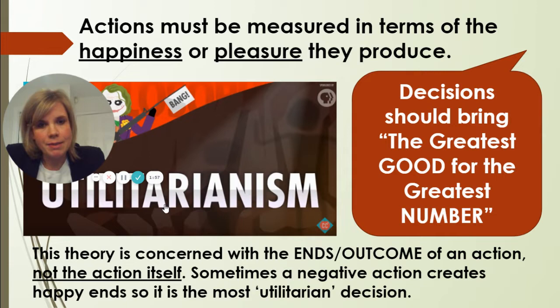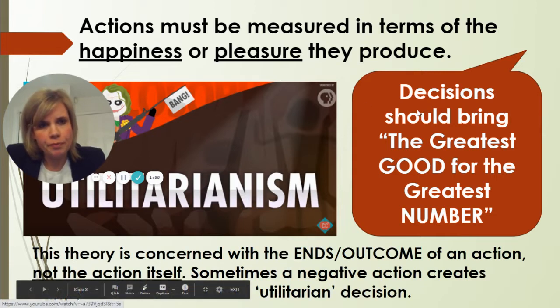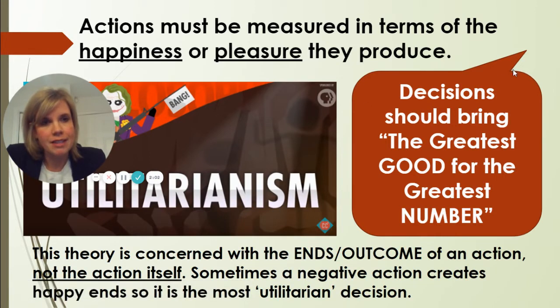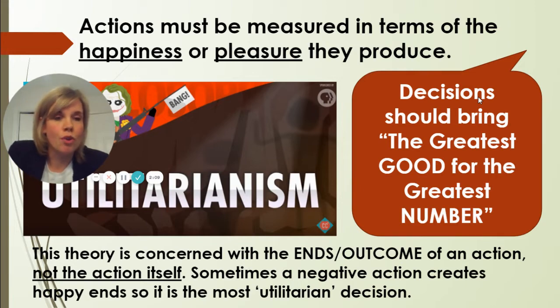So if I just summarise before you turn the video on, utilitarianism essentially means that all decisions should bring the greatest good for the greatest number. So if it is the best outcome for the most people, then that is utilitarian. Now, similar to situation ethics, it looks at the outcome rather than the action itself. So down the bottom here, it says this theory is concerned with the ends of an action, the outcome of an action, not the action itself. And sometimes a negative action creates a happy outcome.